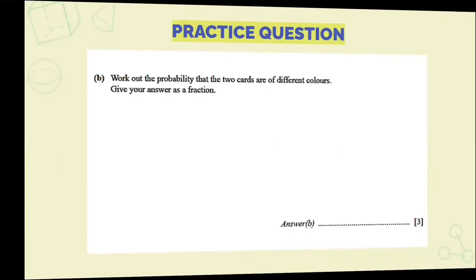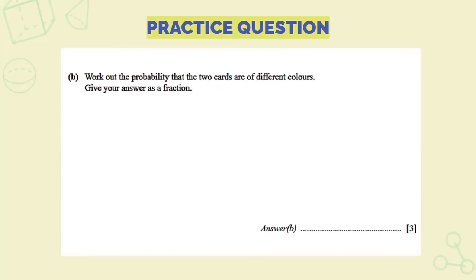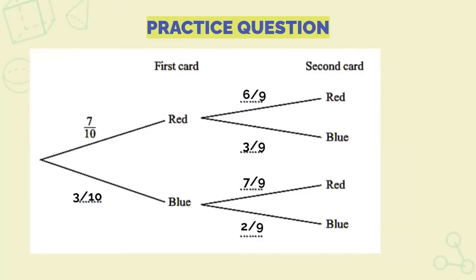Last question of the day, work out the probability that the 2 cards are of different colors, which means the 2 cards are not going to be in the same color. Either the first one is blue and the second one is red, or vice versa. When you have the tree diagram, it is better to see the diagram because it's going to be easier. So we're going to work out red and blue and red.